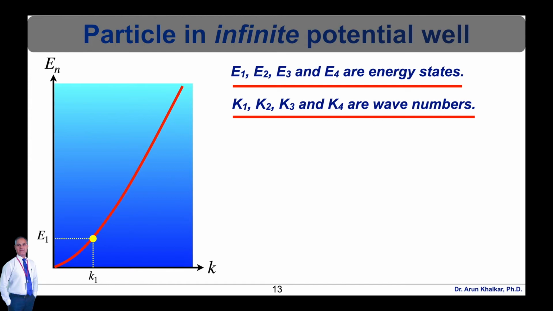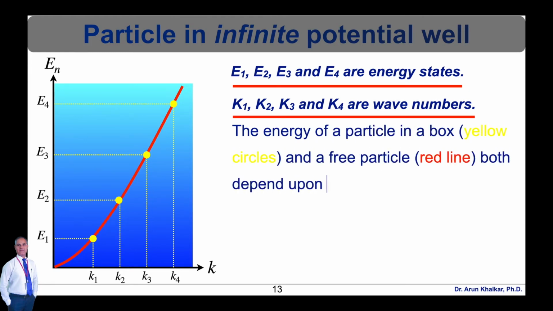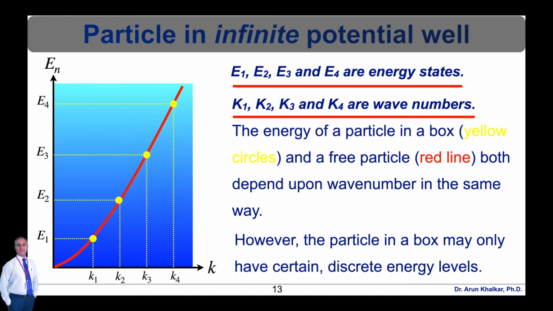Therefore, the energy of a particle in a box, shown in yellow circles in the diagram, and the free particle, that is the red line as shown in this diagram, both depend upon wave number in the same way. However, the particle in a box may only have certain, that is discrete, energy levels. Now this is about the energy states and the corresponding wave numbers for the particle inside the potential well.